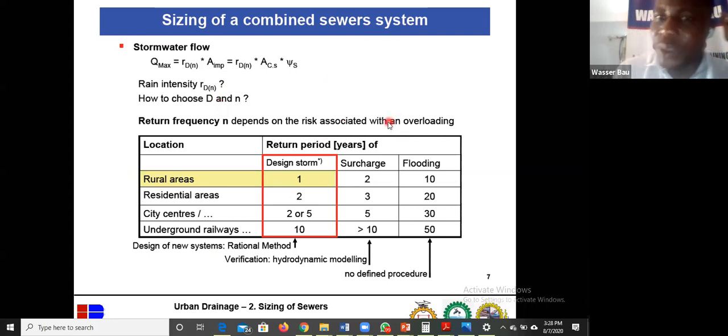And the standard we are using, which is a German standard, says that if you are designing for a rural area and you are designing for drain, which is normal storm, you should use a return period of 1 year.